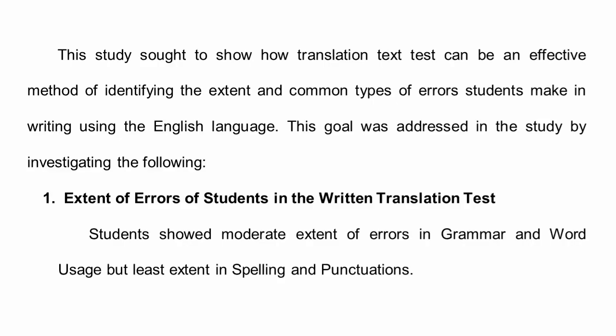Summary of findings. This study sought to show how translation texts can be an effective method of identifying the extent and common types of errors students make in writing using the English language. This goal was addressed in the study by investigating the following. First, extent of errors of students in the written translation test. Students showed moderate extent of errors in grammar and word usage, but least extent in spelling and punctuations.